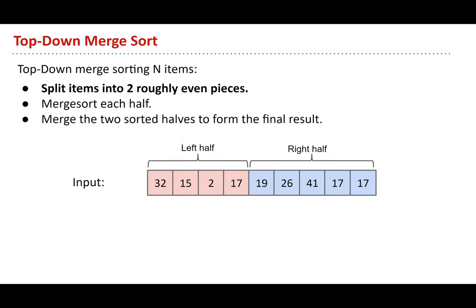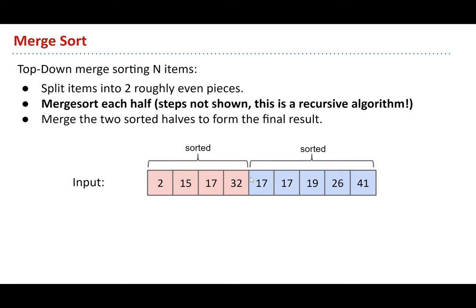Then we're going to merge sort each half, and it's a recursive algorithm, so I'm not going to show that step. Assuming merge sort works, as an inductive proof, we assume it works. What will this array turn into? 2, 15, 17, 32, and likewise. I'm not going to show the steps because this is a recursive algorithm. So that's the first part: sort both halves. Recursive leap of faith, it worked. And then I'm going to merge the two halves.